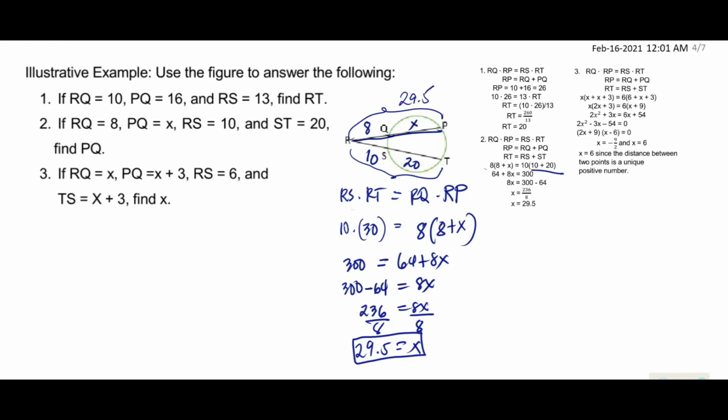29.5 plus 8. Ilan yun? 29.5 plus 8, that is 37.5. So, 8 times 37.5, dapat maging ano yan? 300. Kasi equals sa 10 times 30. So, kapag kinalculate nyo yan, 8 times 37.5, that is also 300. So, that makes your answer correct. Ayun, sa number 3, ganun lang din naman yan. So, huwag na natin masyadong pakomplikaduhin.